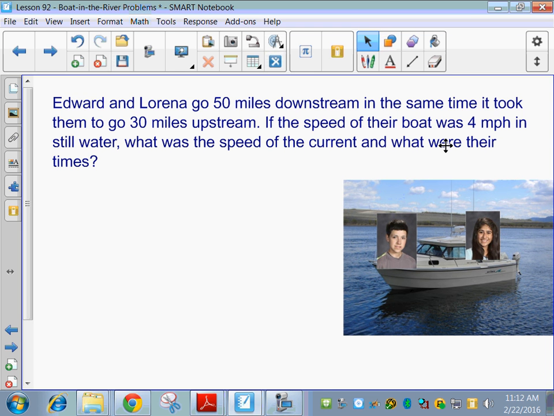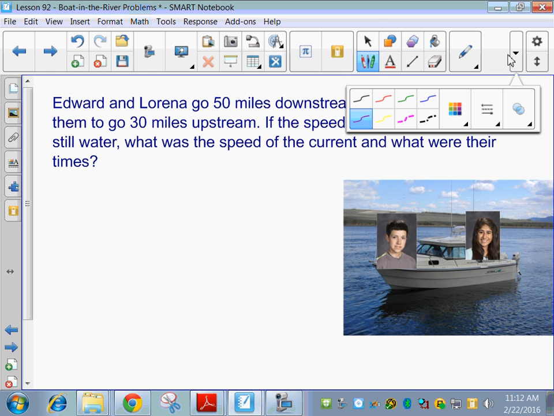All right. Edward and Lorena go 50 miles downstream in the same time it took them to go 30 miles upstream. So they went down the river and they went up the river. If the speed of the boat was 4 miles per hour in still water, what was the speed of the current and what were their times?